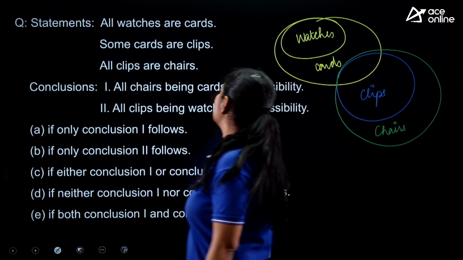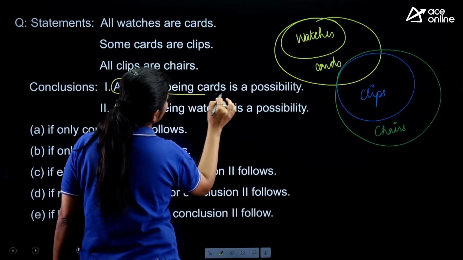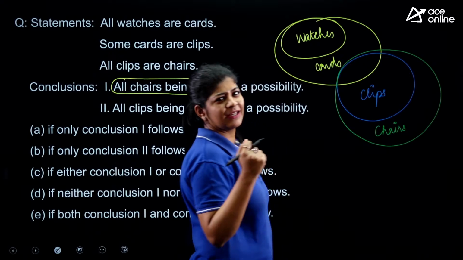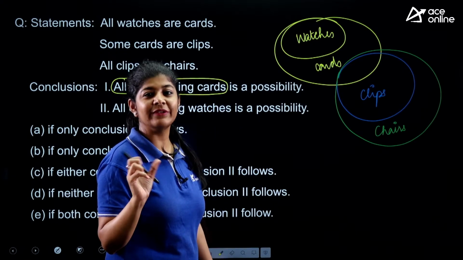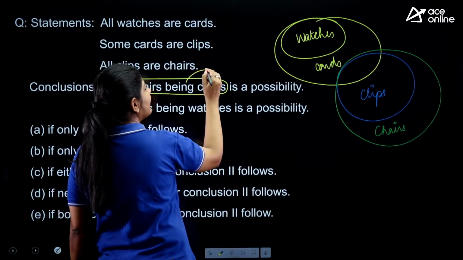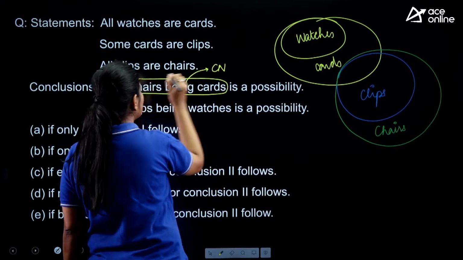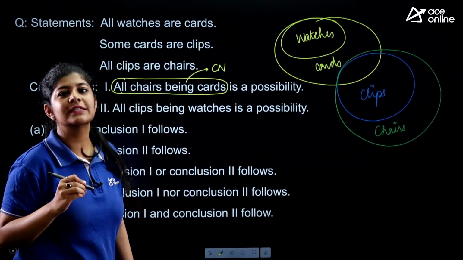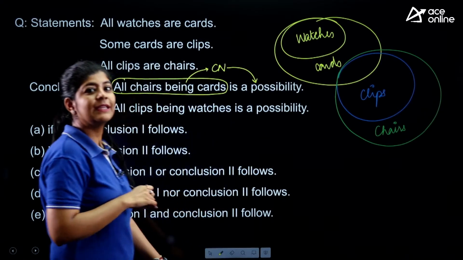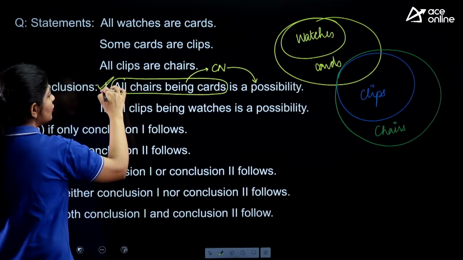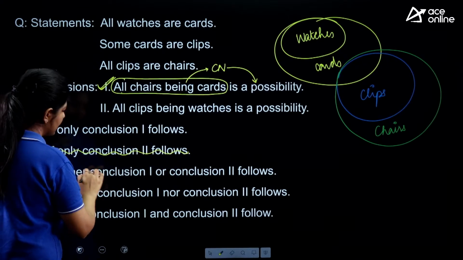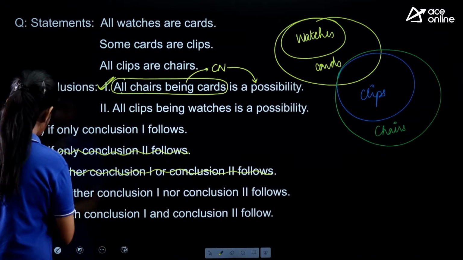All chairs being card. First, we will check this one. Is there any negative relation or negative indirect relation between these two entities? No. So are we sure about this? No, we are not sure about the whole part of chairs. So we can consider it in can't say. And whenever we have can't say in a possibility, that possibility is considered as true. That means we can eliminate option number B, option number C and option number D.